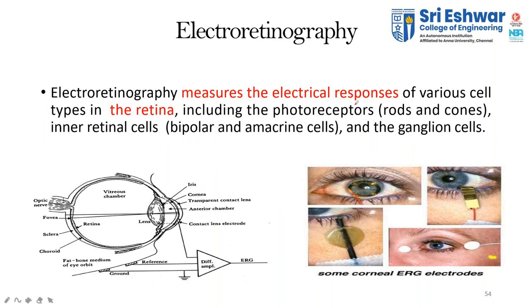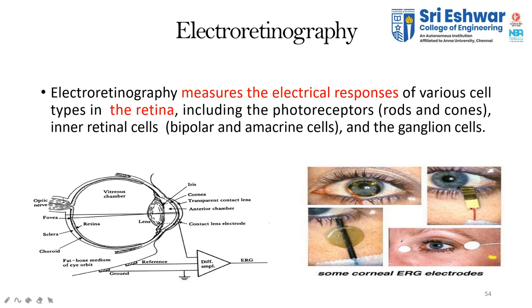And next, electroretinography. As you can see in this diagram, this is used to measure electrical responses of various cell types in the retina, including the photoreceptors. Inside our eye, we have rods and cones, which are used to detect objects. These signals will be extracted from the eyes with the help of electrodes. For example, from this diagram, you can see we are placing some electrodes. This is the electrode where we extract the signal near your eyes.